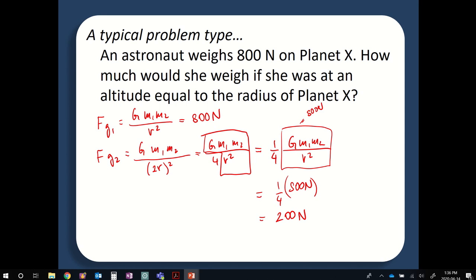So notice we did not plug in any numbers for m1 or m2 or r. Right? We don't know what those values are. We just know that the distance was twice the radius. We just doubled the r value, that's all. We're still able to find the answer.